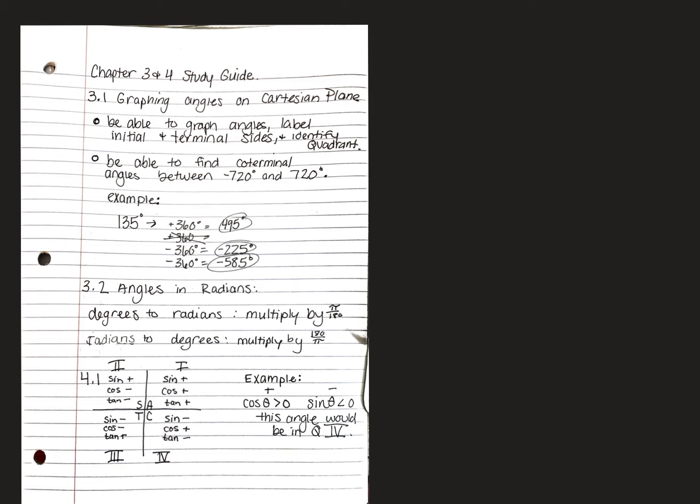So I want to go over the study guide because all of these things are going to be on your test, just so we can make sure you know how to do them. So in 3.1, you need to be able to graph angles, like we did while we were remote. So again, your initial side is always here on the positive x-axis. Terminal side is just wherever it goes. Again, positive angles go counterclockwise, negative go clockwise.